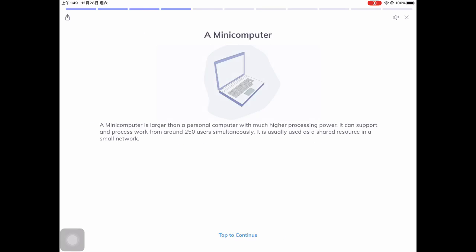A mini-computer is larger than a personal computer with much higher processing power. It can support and process work from around 250 users simultaneously. It is usually used as a shared resource in a small network.